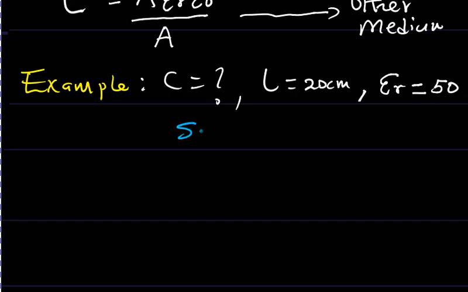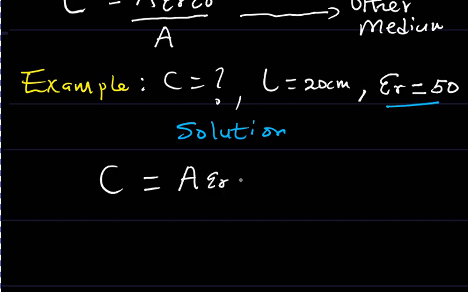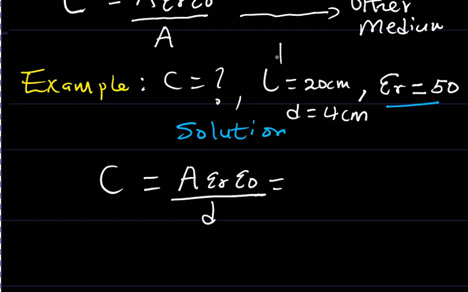Simple. So we are looking at another medium having this relative permittivity, so the second formula holds. Capacitance of a capacitor is the area multiplied by relative permittivity times the absolute permittivity, or the permittivity of free space, then divided by the distance apart. Let's say the distance between the two plates is 4 cm. In this case, the area of a square is length squared, L squared.